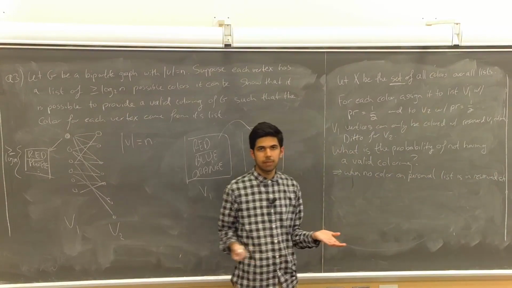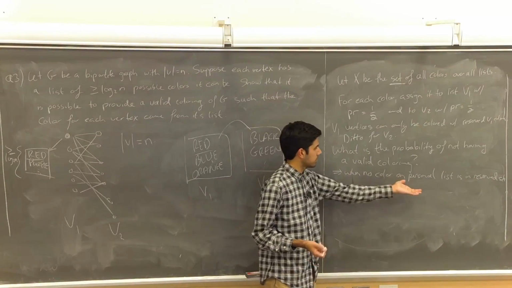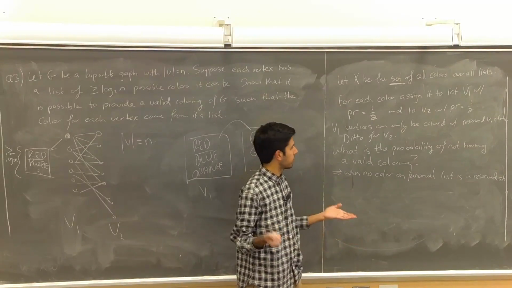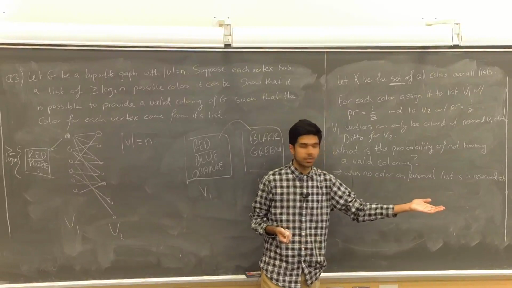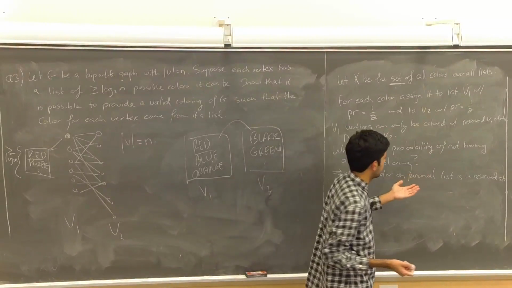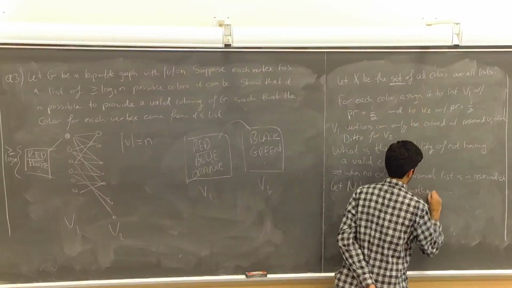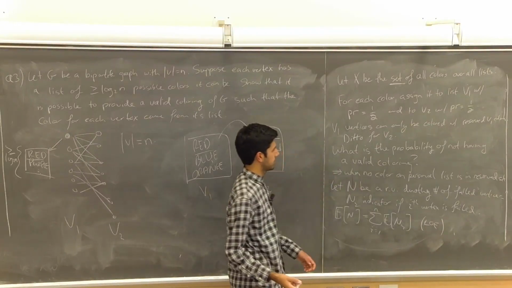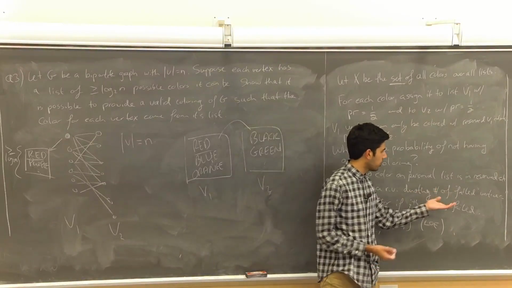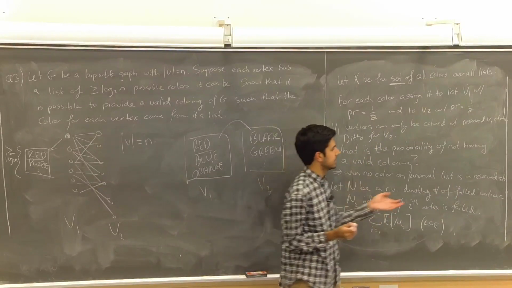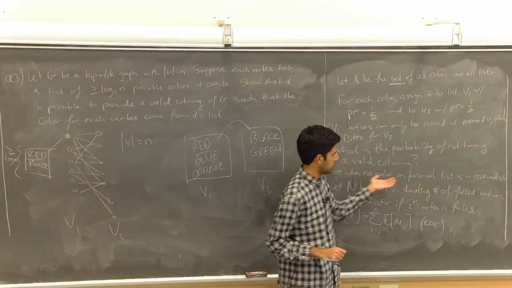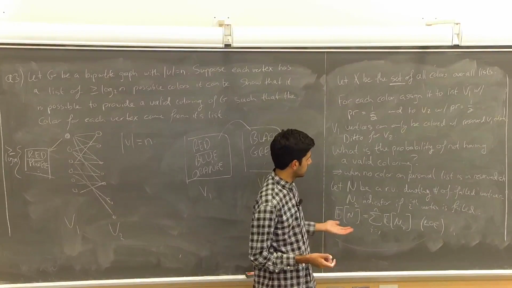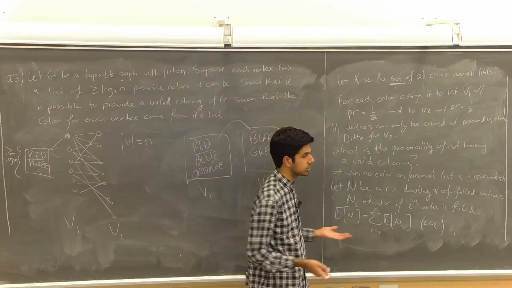So let's take a look at how many vertices fall into this condition. What is the expected number of vertices such that no color on their personal list is in the reserved set? So we define some random variables. N is going to count the total number of failed vertices, or the number of vertices where no color on the personal list is in the reserved set. And we'll have an indicator for each vertex. So by LOE, we'll just take the sum of the expectation of the indicators.